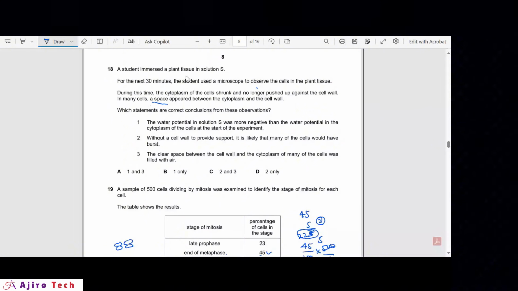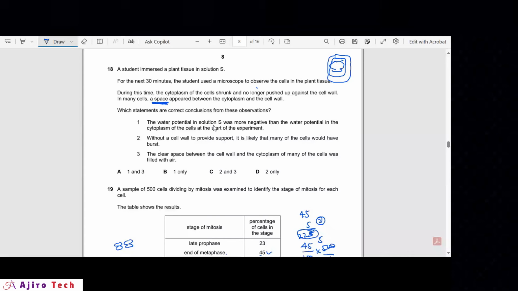Question 18. A student immersed a plant tissue in solution X. For the next 30 minutes, the student used a microscope to observe the cells in the plant tissue. During this time, the cytoplasm of the cell shrunk and no longer pushed up against the cell wall. In many cells, a space appeared between the cytoplasm and the cell wall. So this is the cell wall. Then we have the cytoplasm pulling away from the cell wall. Which statements are correct conclusions from these observations?